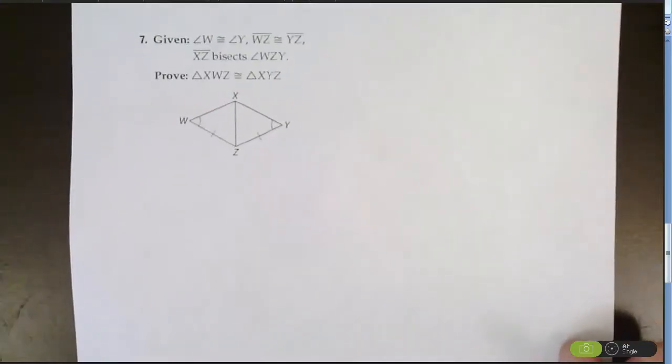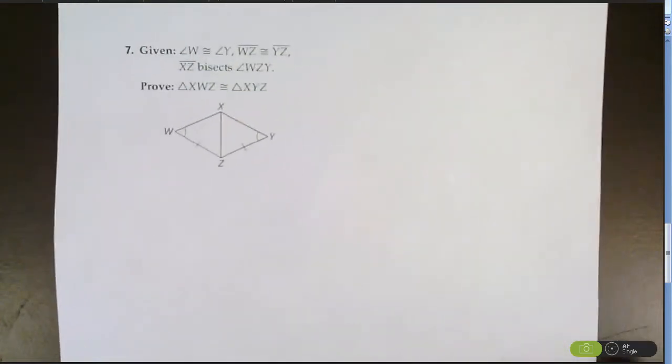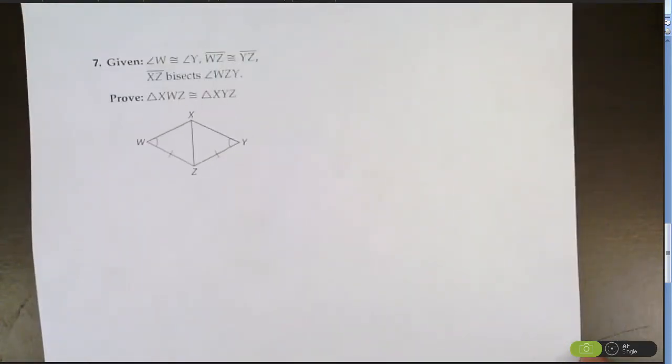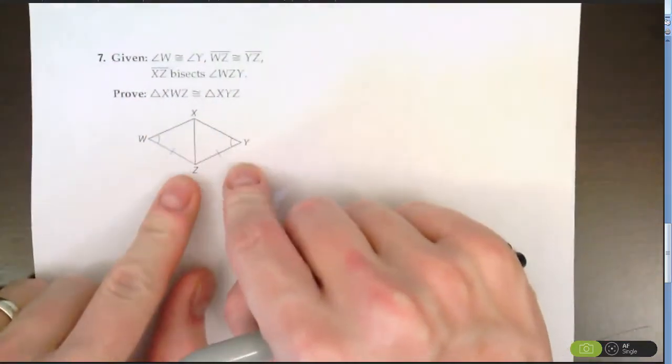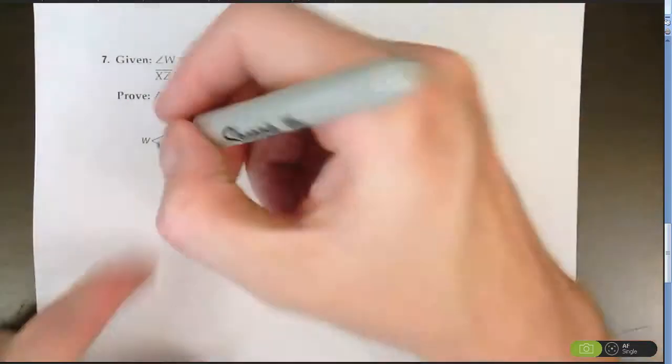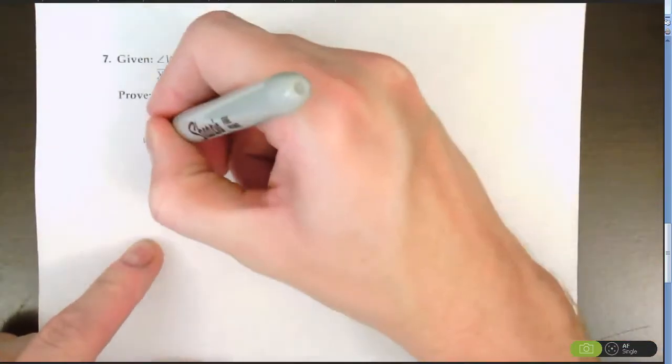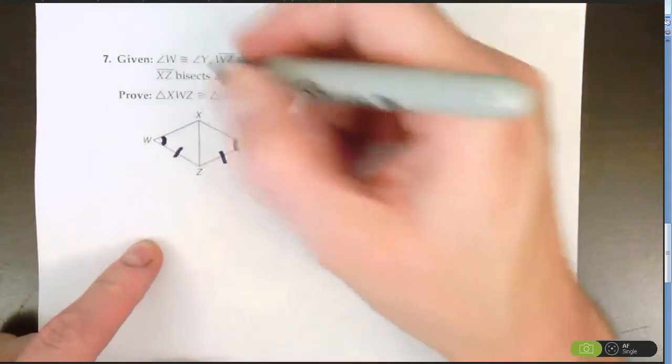Okay. Now, number 7. 7's a good one because 7 has multiple ways to get through it. You could actually do an angle, side, angle proof or a side, angle, side. Now, some of you got stuck because you didn't look at the given at all. You looked right at the drawing and you saw, oh, I have a pair of congruent sides. I have a pair of congruent angles at W and Y.